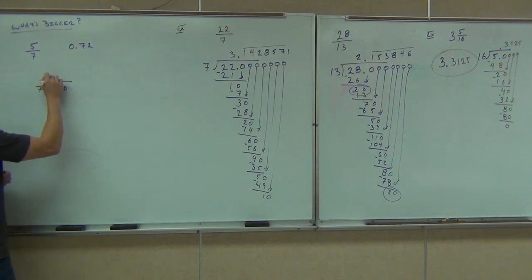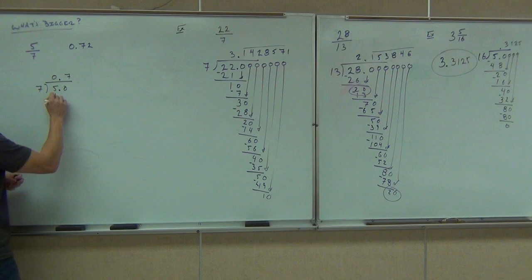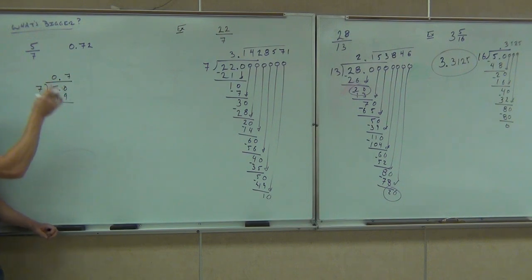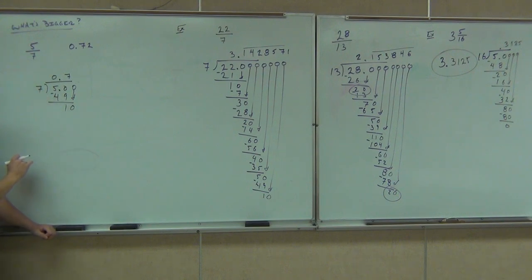5.0, that's a point up on our quotient. 7 goes in 0 times. How many times does 7 go into 50? Please play along up here with me. You're going to get a 1. Bring that down. How many times does 7 go into 10? Once. Now, we already dealt with a 7.